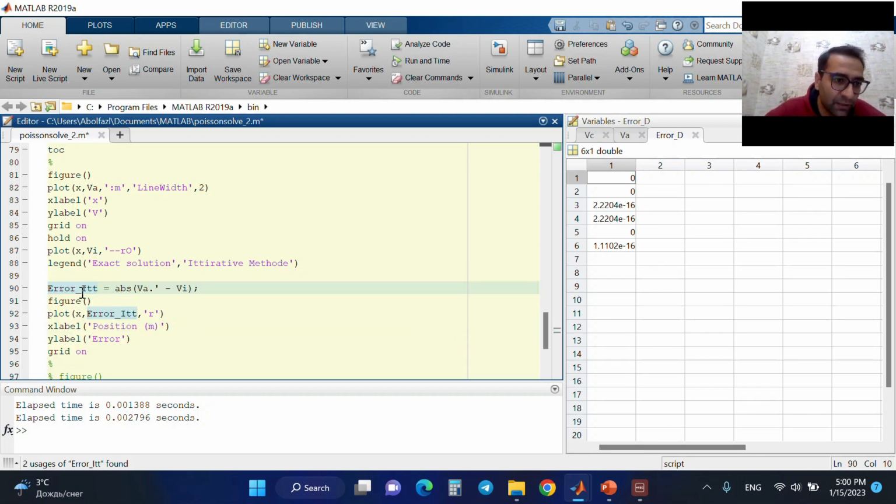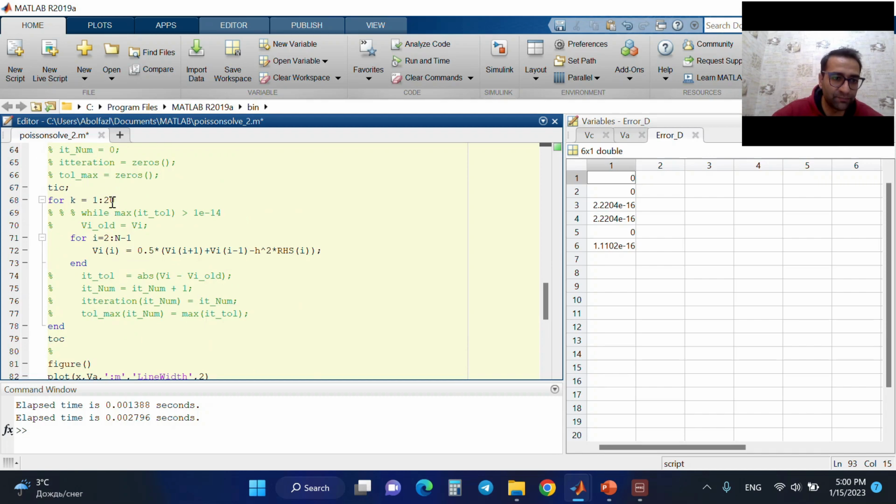Therefore, I define error iteration with absolute of VA minus VI. And this dot comma is for the same reason that I mentioned. Okay, another figure, plot X, error iteration with red color. Okay, let's look at the error when the number of iterations is 20.